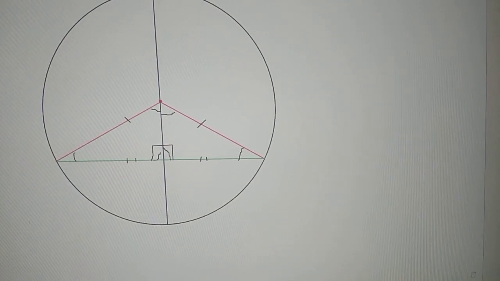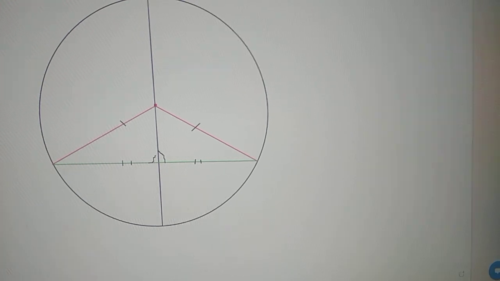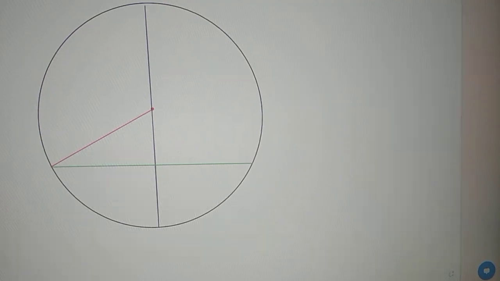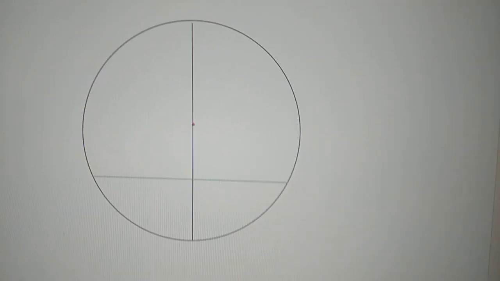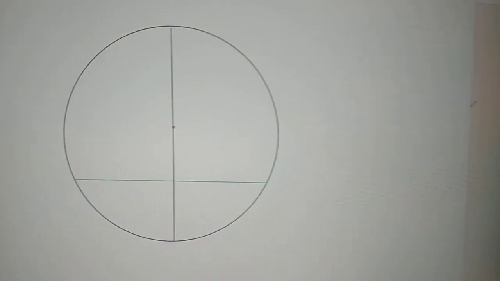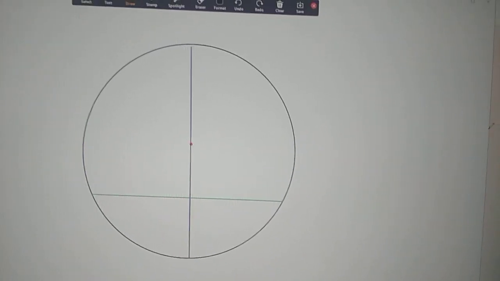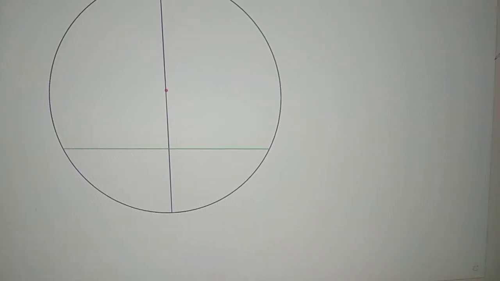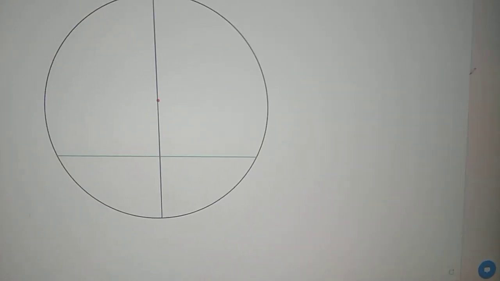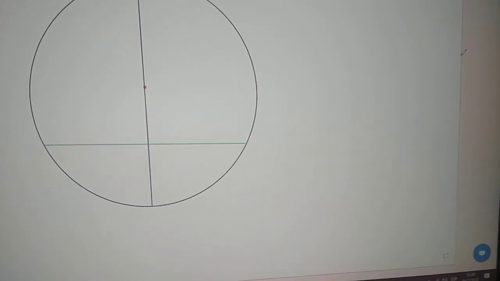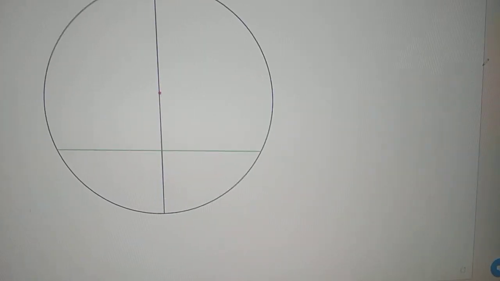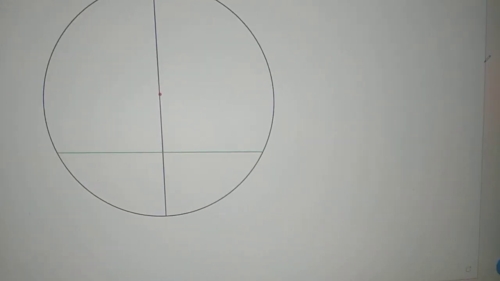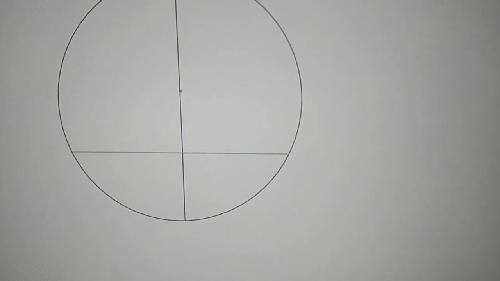Now, it's another case. So, what do we have here? We have again our circle. So the second part is like this. Having a circle where a straight line crossing through the center falls perpendicular to another straight line that is not crossing through the center, that straight line must be bisected. That's the second part. We're going to do that.